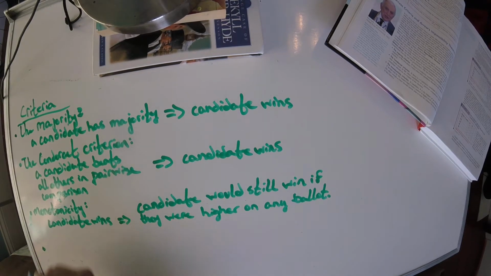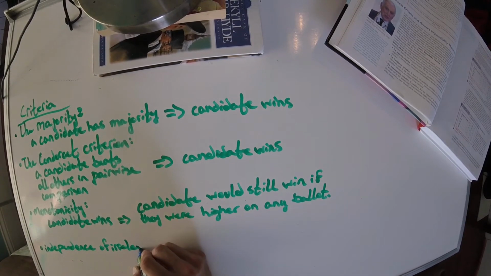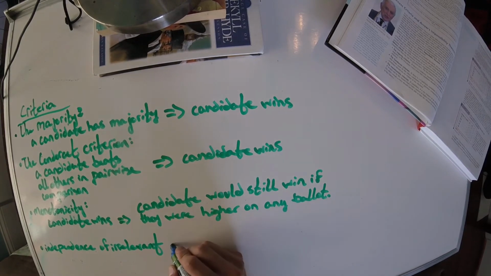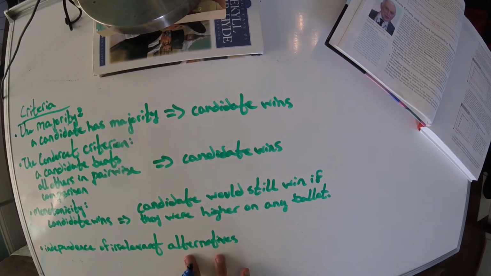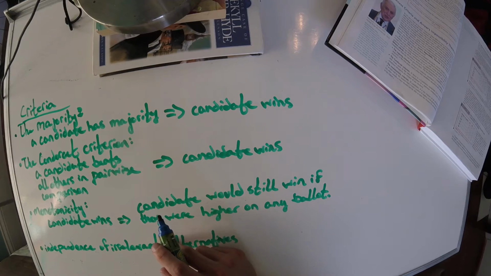Great. Okay, so now the final condition here, and this is a really long name, is the independence of irrelevant alternatives condition or criterion. This is another way of saying irrelevant candidates. Alternatives is sometimes used as a different word for candidate, but they mean the same thing.